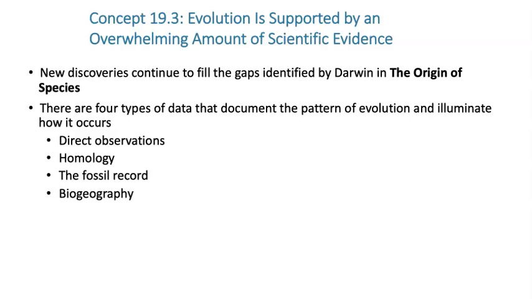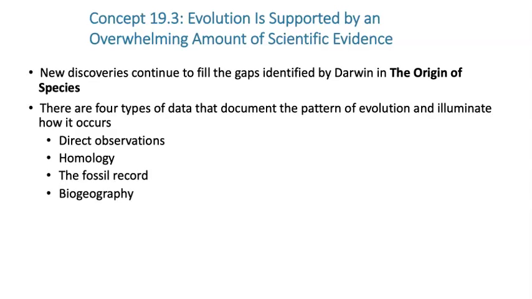And it turns out that there are 4 basic categories of data that we've been able to document that show the pattern of evolution and how it occurs. Those 4 categories are direct observations. Yes, we can directly observe evolution. Remember, the definition of evolution is change over time. We can use something called homology, and I'll tell you all about what that means in a little bit.